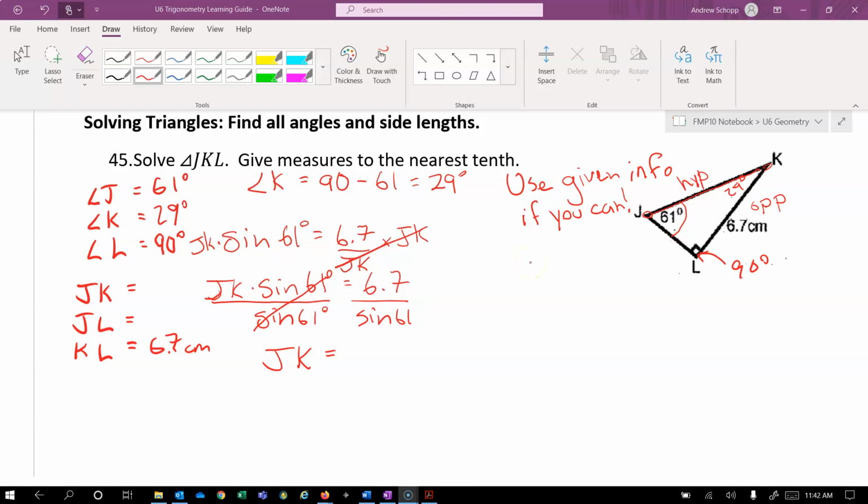And if we pop over to our calculator and throw that in, we should end up with 7.66 centimeters. Now, if we're asked to give our measurements to the nearest tenth, that's 1 decimal place, so we would round it up, and that would give us 7.7.